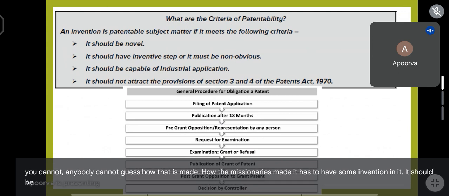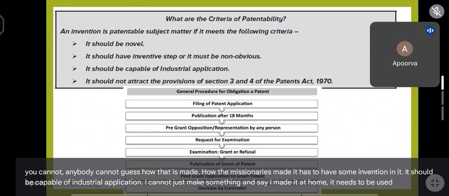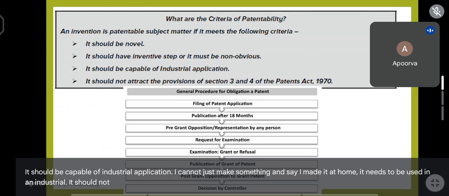It should be capable of industrial application. I cannot just make something and say I made it at home. It needs to be used in an industry. It should not attract the provision of Section 3 and 4 of the Patents Act. Now, we will see that later on.